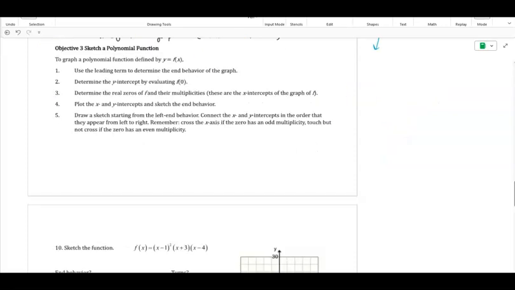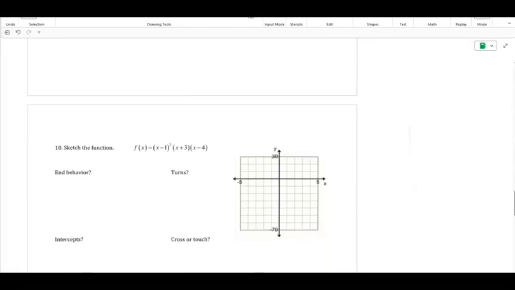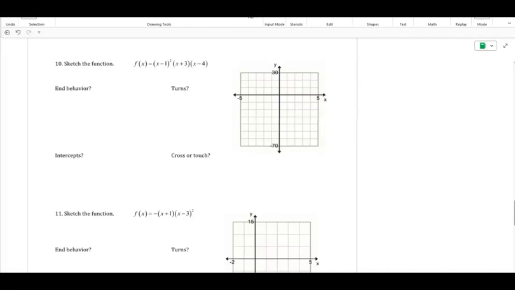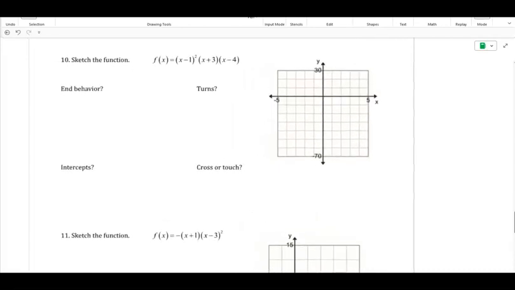Now that we've seen all this information about polynomials, we want to use it all together to be able to graph a polynomial function. So let's look at example 10. We're going to start off by identifying the end behavior of this graph. The end behavior depends entirely on the leading term of this polynomial. This is not written out in expanded form. This is given to us in factored form.